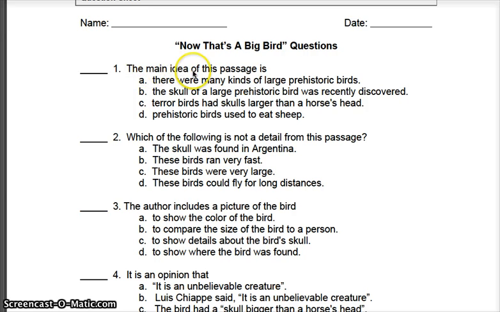The main idea of this passage is, so you want to think about what was the whole passage about, okay? We don't want to know one detail that it said. We want to know what was the whole thing about. So if I picked one of these, can I say, oh yeah, the whole thing was about that, okay? Number 2, which of the following is not a detail from the passage? So remember, you're circling which one is not mentioned in this passage.